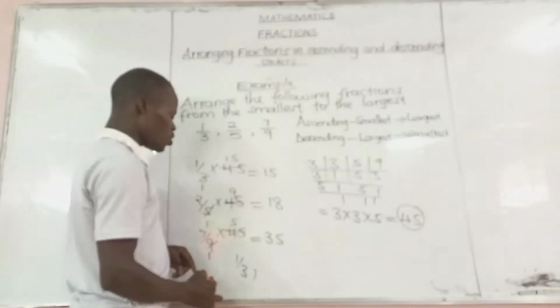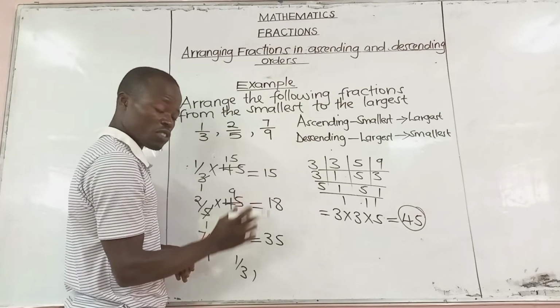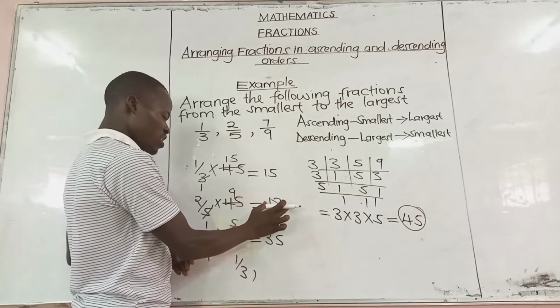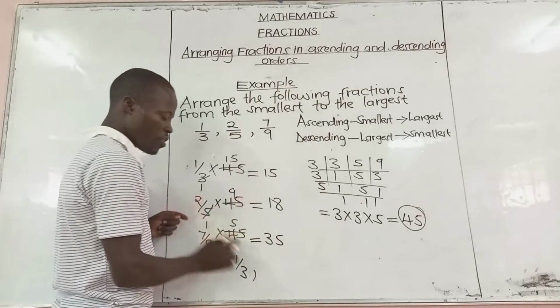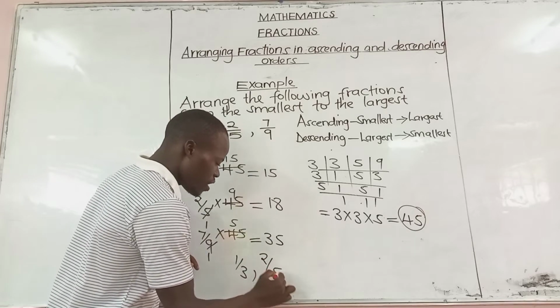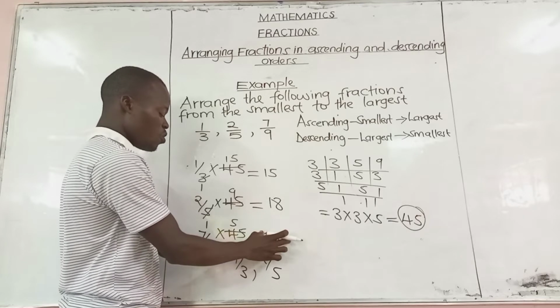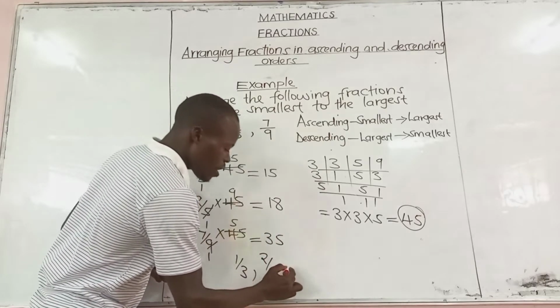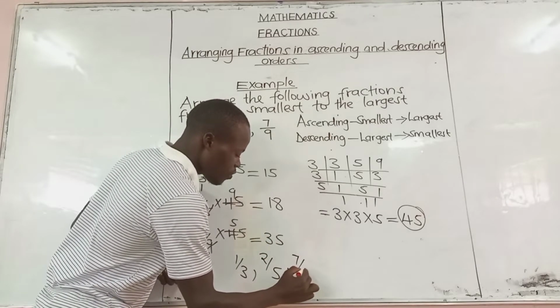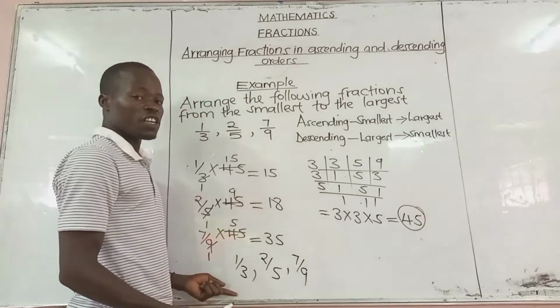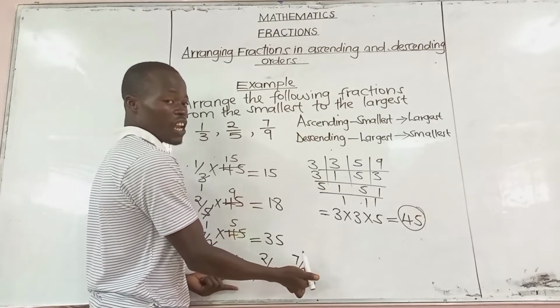Then we move on to the second smallest number, which is 18. 18 is represented by 2 over 5. So we move on to 2 over 5. Then lastly, the greatest number obtained here is 35, which represents 7 over 9. So our largest number is 7 over 9. By so doing, we have arranged from the smallest to the largest.